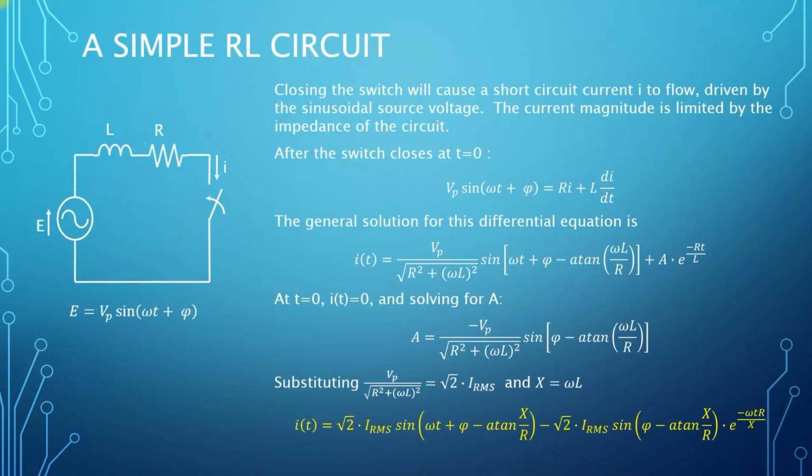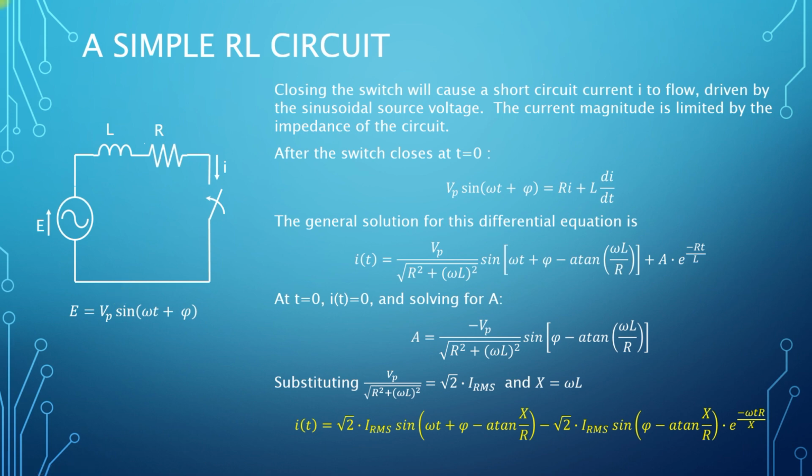Let's begin by looking at a very simple RL circuit. This could represent, for example, one branch of a power system, let's say a transmission line. Initially there is no load connected to this branch, and if a short circuit occurs, then we can simulate that by closing this switch. And as soon as we close the switch, then current will flow around this loop.